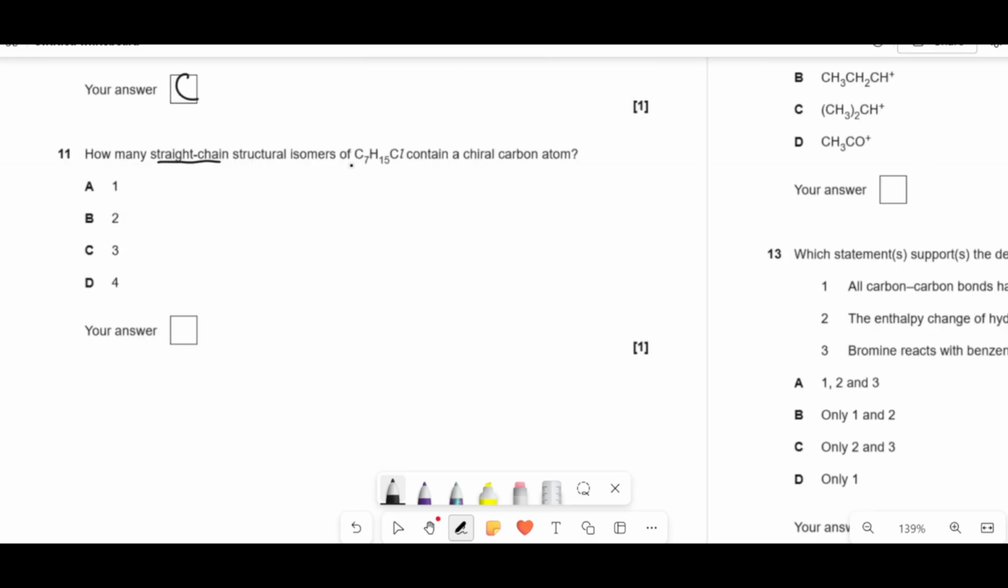Now it says, how many straight chain structural isomers of this contain a chiral carbon? So if we do 1, 2, 3, 4, 5, 6.